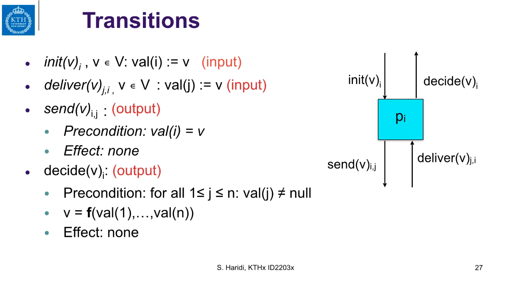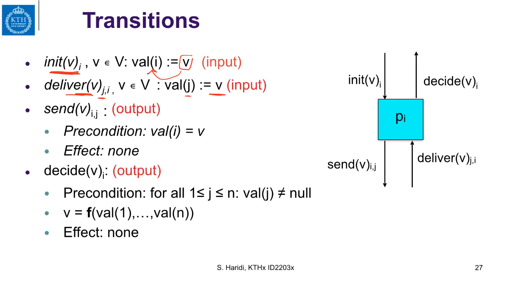Let us look at the transitions of each process. So what does a process do? When a process interacts with the environment by init, this is an input action, it gets from the environment the value v, so it assigns the value v to its position in the vector. When it gets from the network or the channel a value v, which is the value coming from process Pj, then it assigns to the element j in the vector the value that it just got. So now we have dealt with the input.